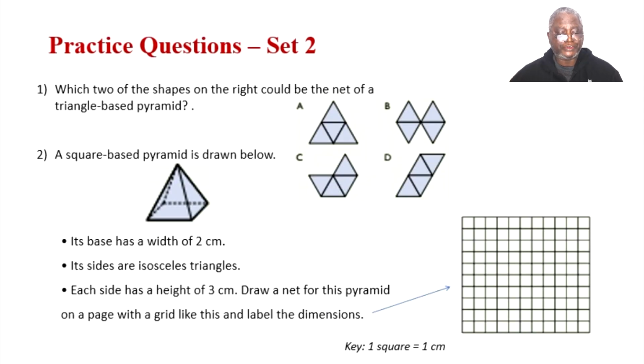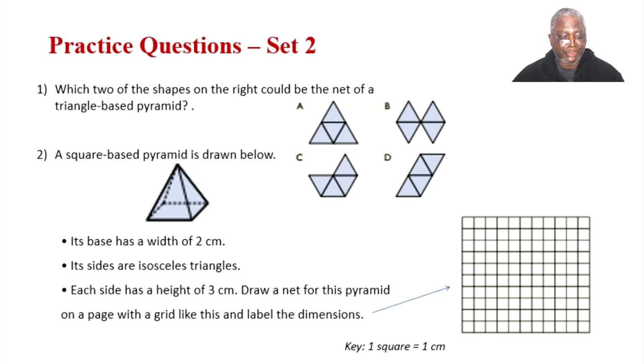Practice questions, Set 2. Which two of the shapes on the right could be the net of a triangle-based pyramid? A or B?